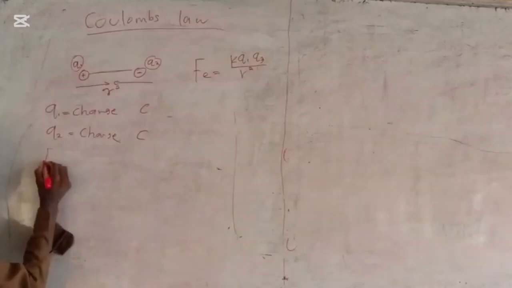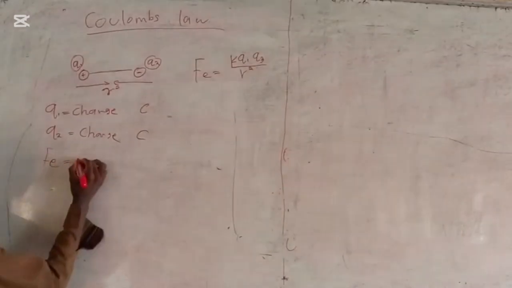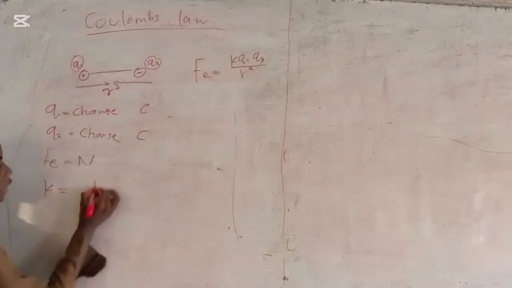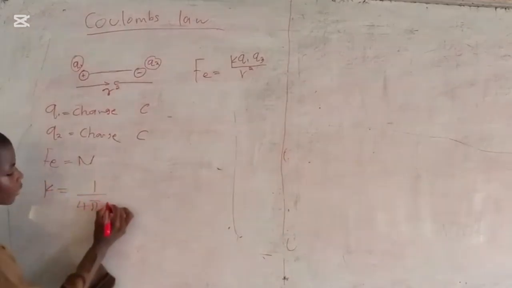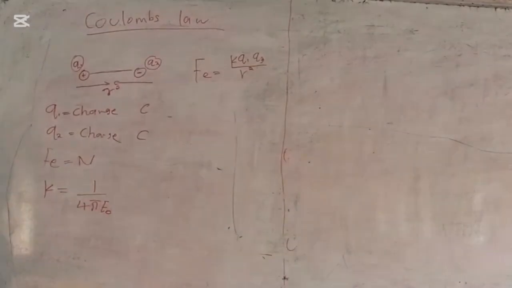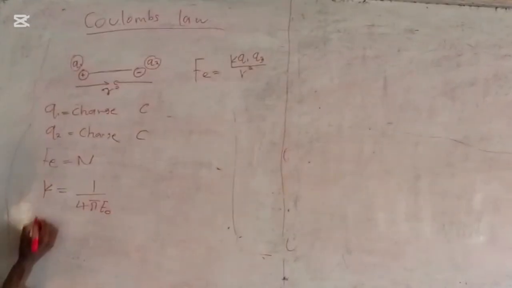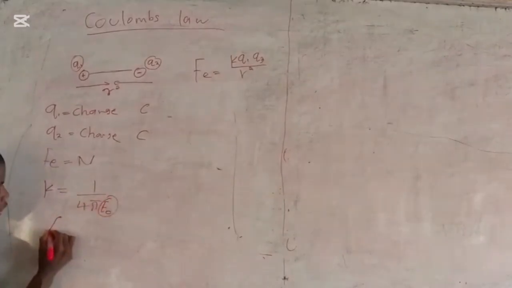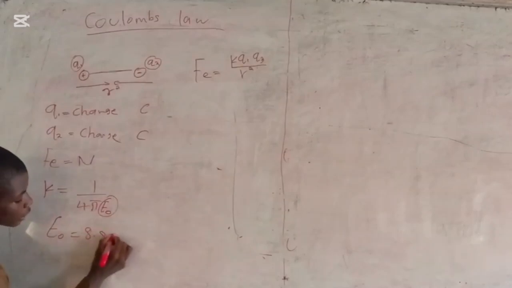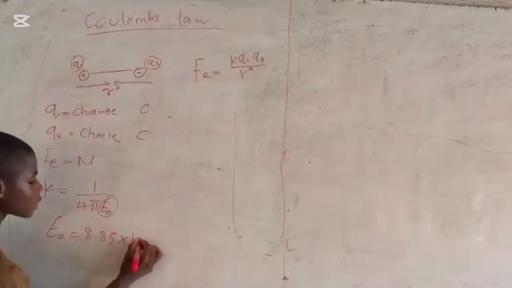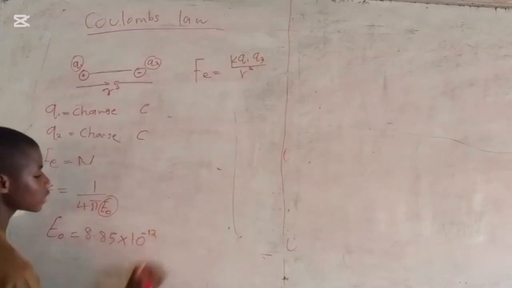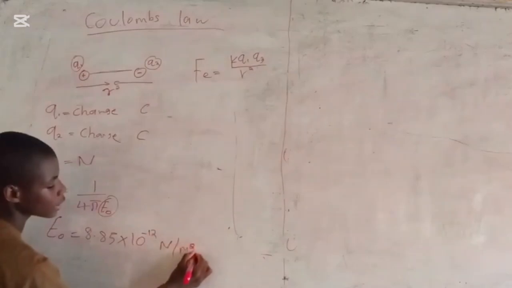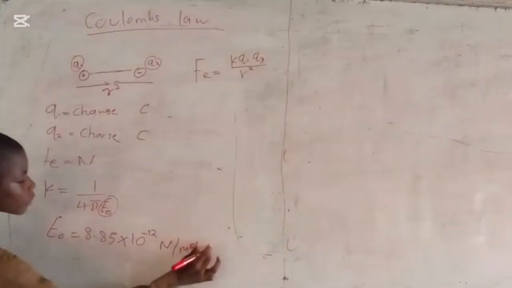The electric force is measured in Newton, and K is equal to 1/4 times pi times epsilon naught. What is the value of K? Let's say the value of epsilon naught is 8.85 times 10 exponential of negative 12 Newton meter square times Coulomb square.